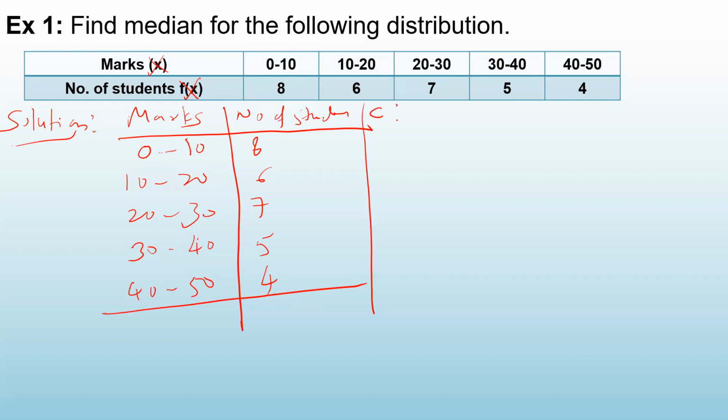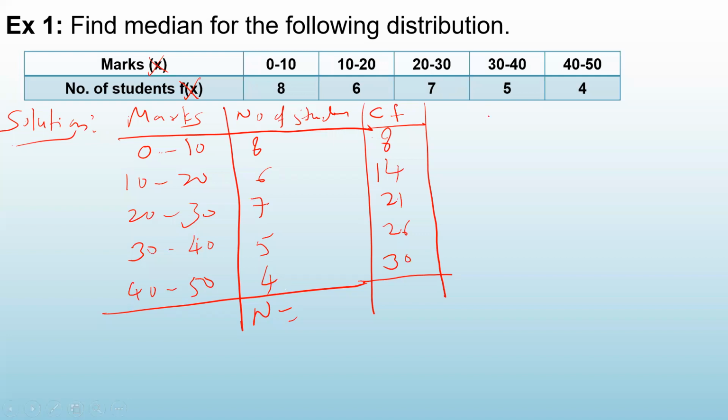So very first thing is what? Find out the cumulative frequency CF. That you know now. आप क्विकली कर सकते हो. पहले वाले का सेम रहेगा 8, 8 plus 6 कितना 14, then 14 plus 7 21, 21 plus 5 26, 26 plus 4 30. So this column quickly you can do now. So very first step is find out CF.